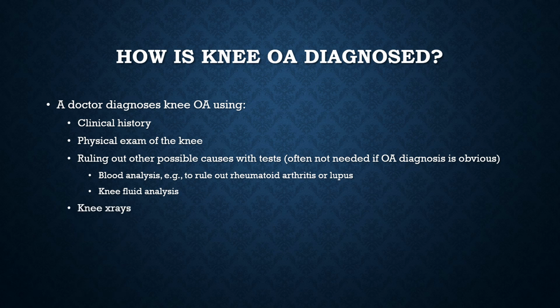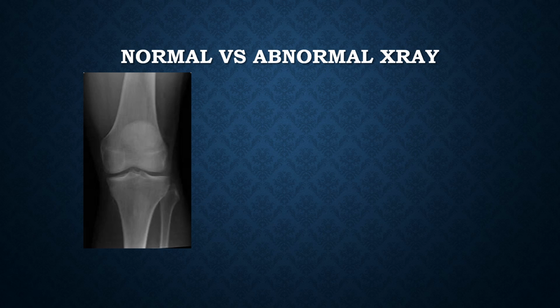Knee x-rays are the primary way to diagnose knee osteoarthritis other than the clinical history and physical exam. Depicted here is a normal knee x-ray. You can see the top bone is known as the femur. This is the thigh bone. The bottom bone is the tibia.